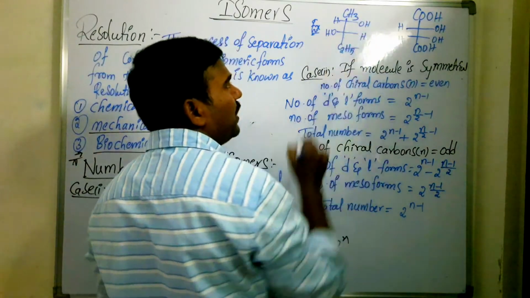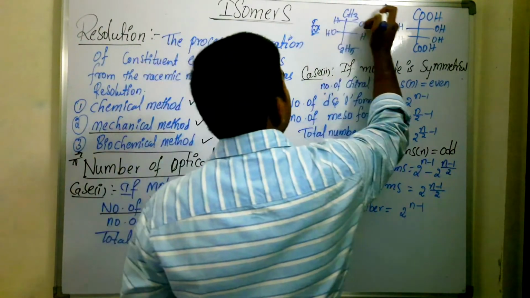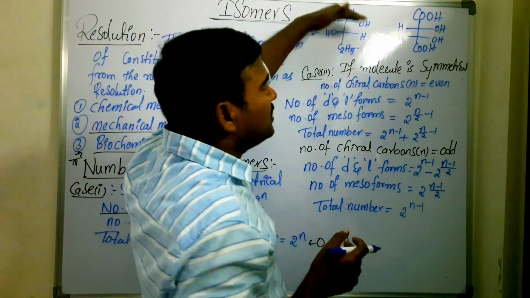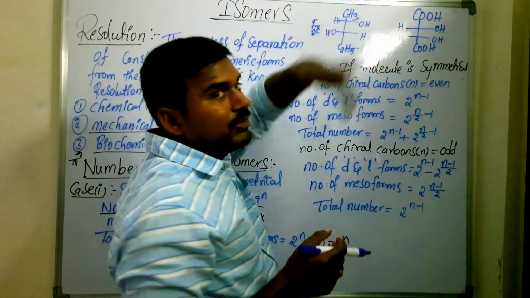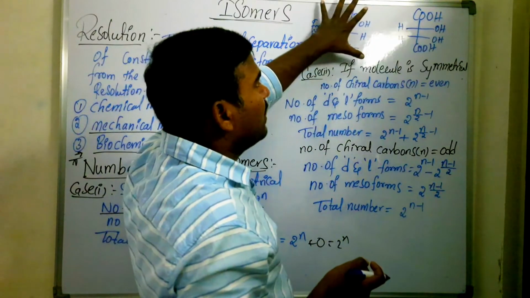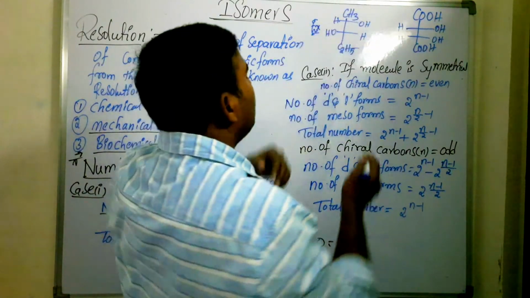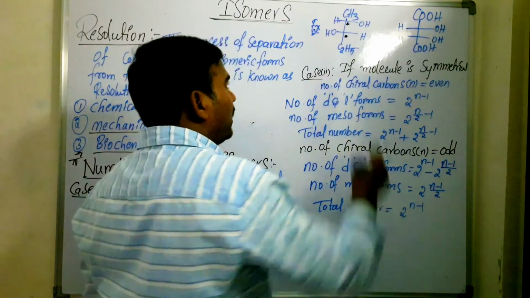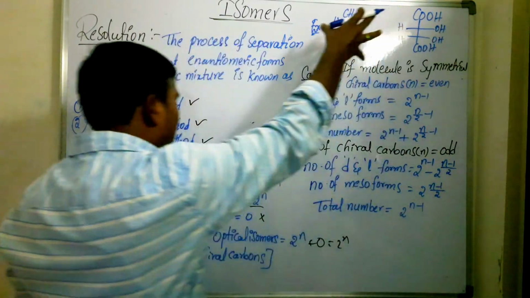Is it having any plane of symmetry? Does it bisect into two equal parts? No. The head and the bottom part are different, so it is not having any plane of symmetry. So it is completely an optically active one. How many chiral carbons are there here? 2 chiral carbons are there, and it is also an unsymmetrical molecule.